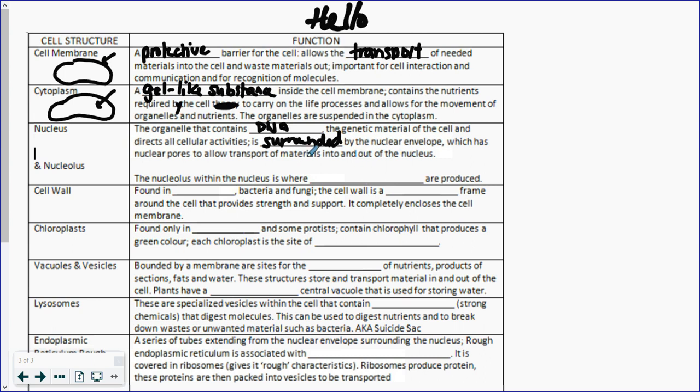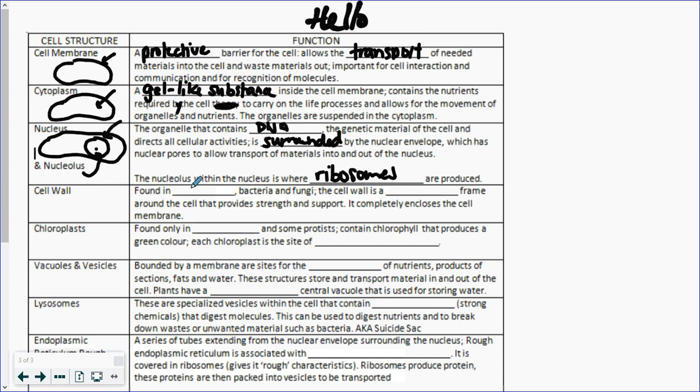The nucleolus is within the nucleus, and that's specifically where ribosomes are produced. So we have our weird little cell, we have our nucleus, and we have our nucleolus. Can't really draw it. But look on the last page with your diagrams and see where the nucleus is. It's usually found quite centrally, pretty big.